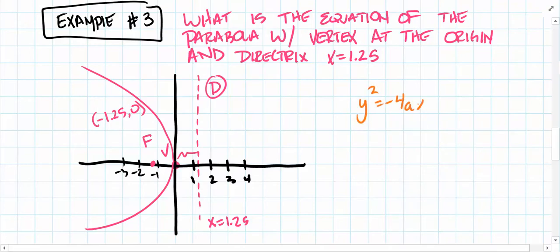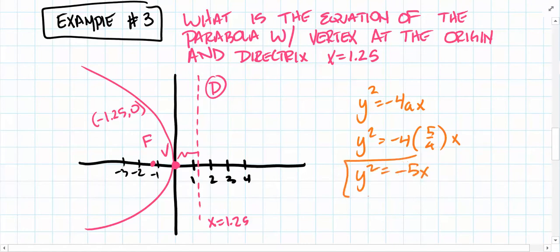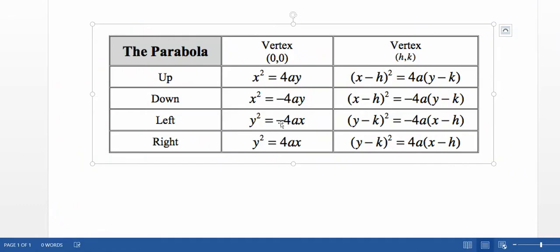That's the right equation that I'm going to use. And a is a value of 1.25. So I have y squared is equal to -4, well, 1.25 is 5/4, and then x. So I would have y squared equals -5x, and that would be the equation for the parabola with the vertex at the origin and directrix at 1.25, because it's opening to the left. And notice that y squared equals -4ax, so I'll have a negative in my answer because it's opening to the left. Let's do example number 4.